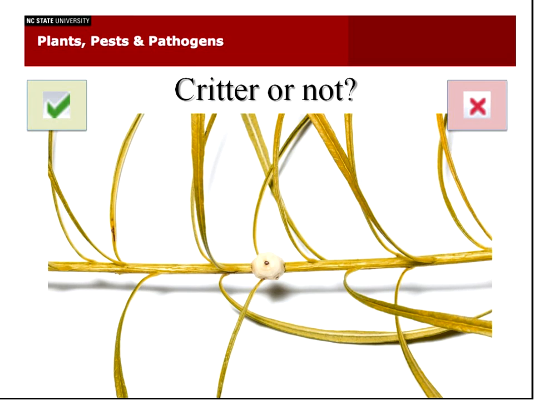Here we have Amsonia. Amazing coincidence here that Charlotte talked about Amsonia earlier in the program. This was from near the Museum of Natural Sciences in downtown Raleigh, and there is something that doesn't belong here on the stem. Critter or not?